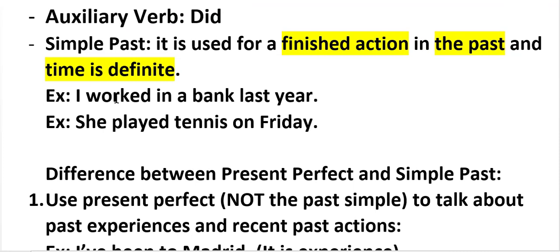For example, I worked in a bank last year. So this is subject, second form of the verb, that means simple past form. And then you have complement. And remember one thing. Can you see the time expression? Yeah, it's past time expression and it's definite.